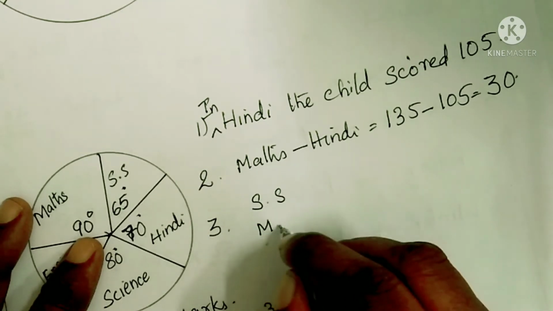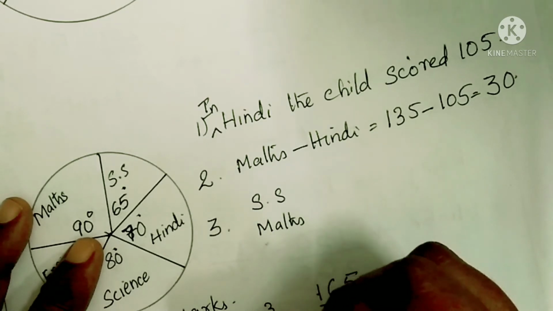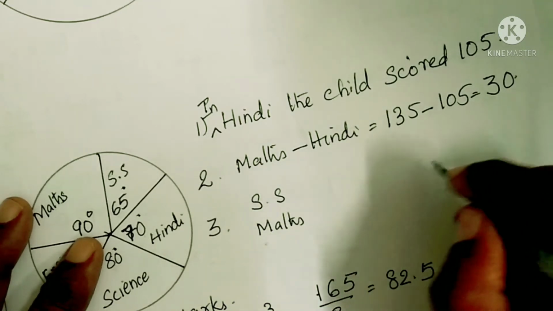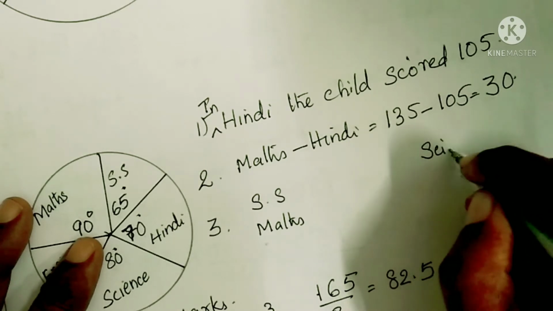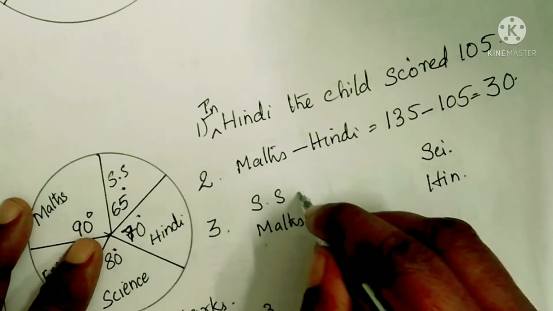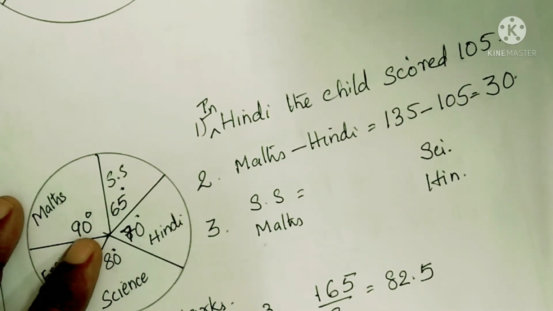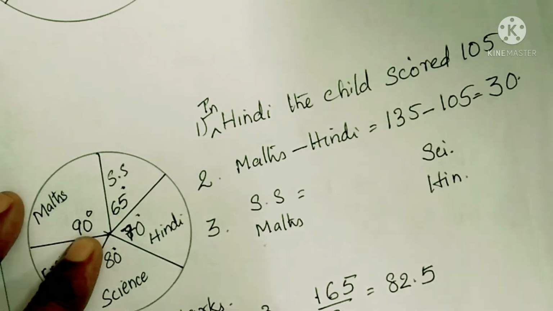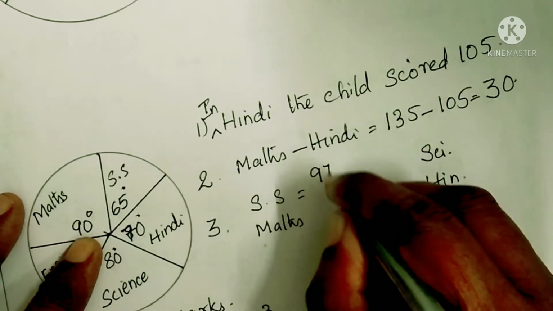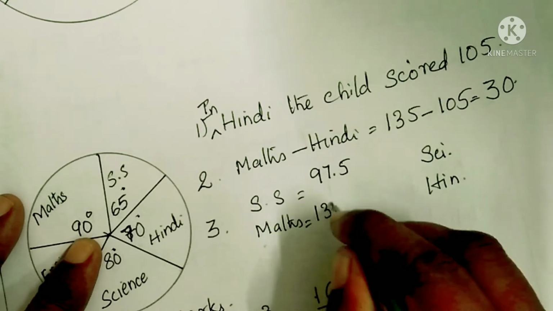And the third question is, examine whether the sum of the marks obtained in social science SS and in maths is more than that in science and Hindi. Science and Hindi. So let us write both the marks here. In SS, the child got 97.5 and in maths 135.